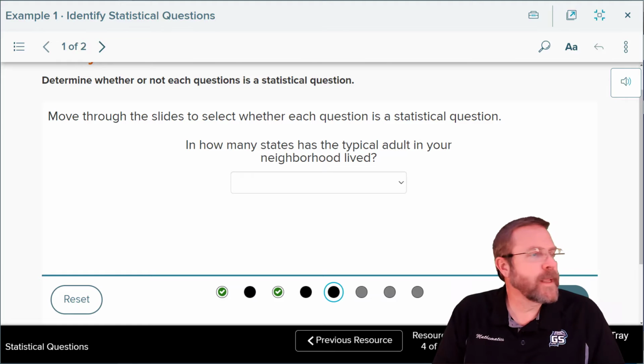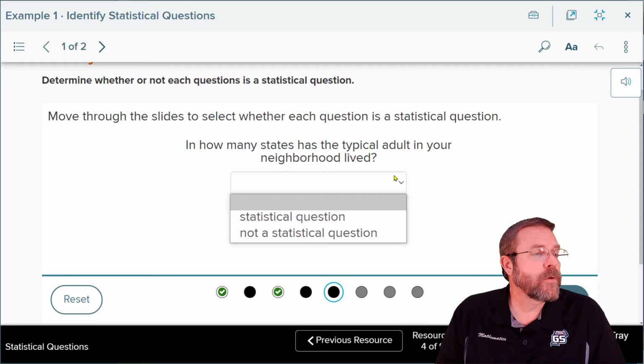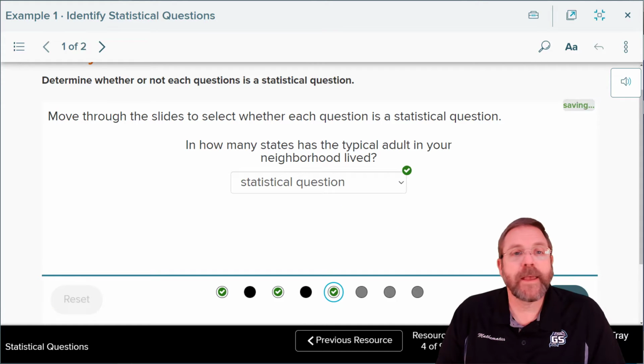The next question asks, in how many states has a typical adult in your neighborhood lived? Once again, is that a question that is going to get a variety of responses? Absolutely it is. Therefore, it is going to qualify as a statistical question.